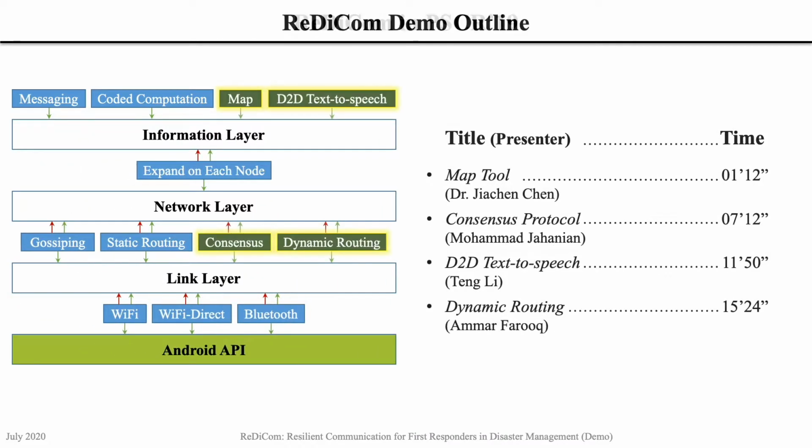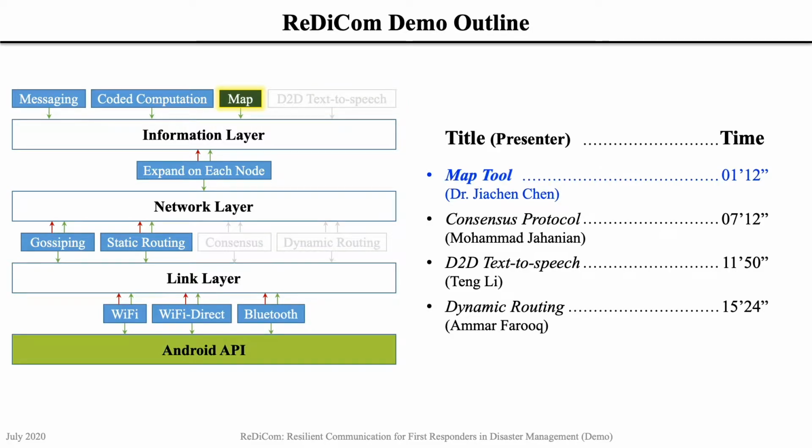In this demo, we're going to show 4 new features added to the system, namely the map tool, the consensus protocol, the D2D text-to-speech capability, and the dynamic routing protocol. The map tool allows the first responders to distribute the tasks and communicate based on the geolocation and add markers to different locations while performing tasks.